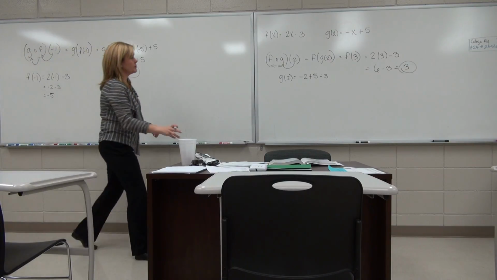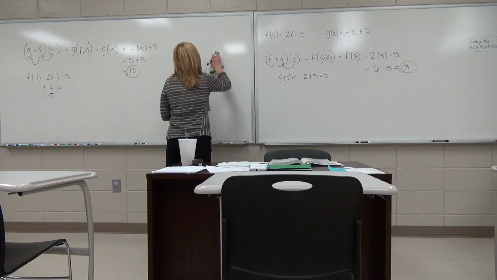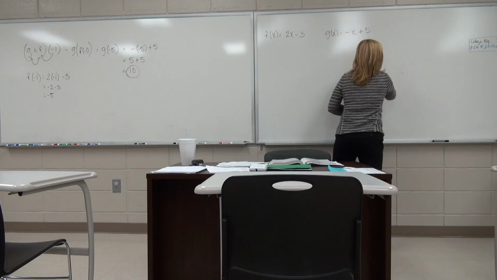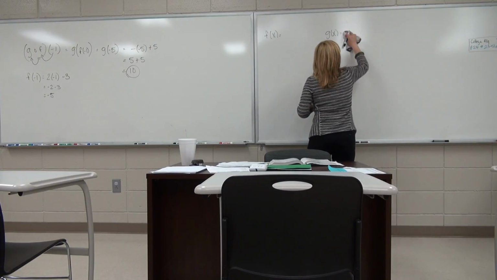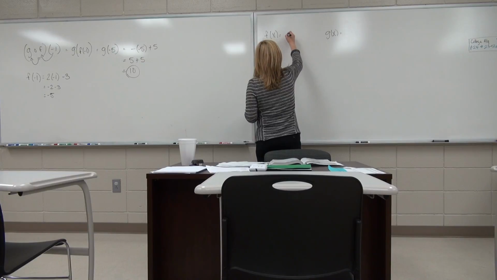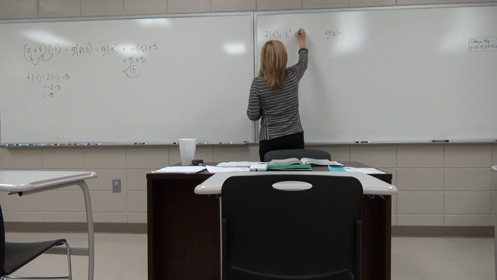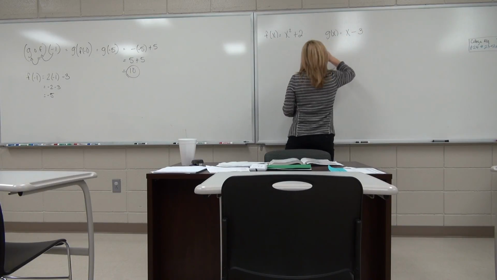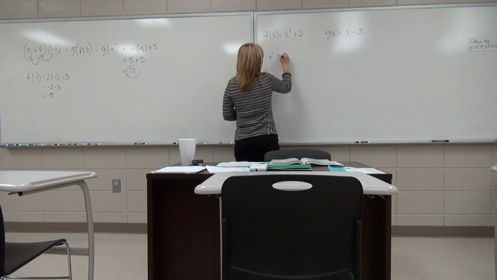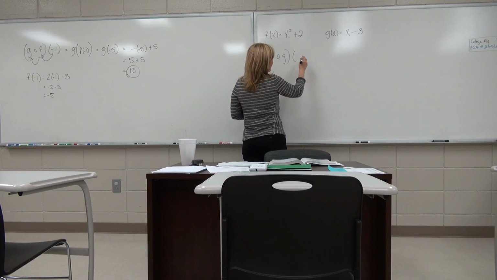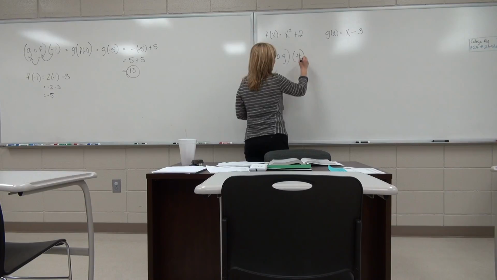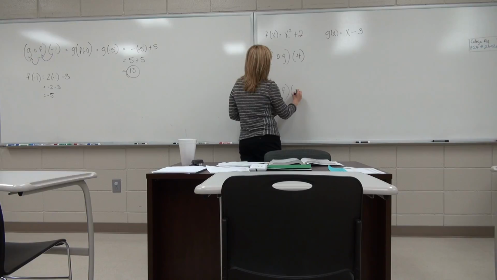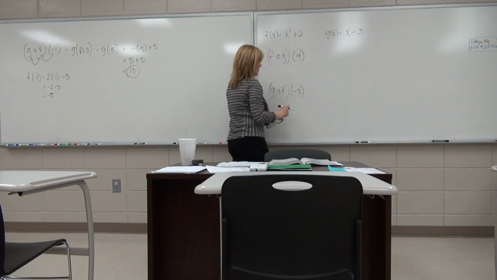Alright, let's see if you can do a whole other one. Let's say this time f of x is x squared plus 2, and g of x is x minus 3. See if you can find f composed of g of 4. And then I want you to find g composed of f of negative 2. See if you can do those two.